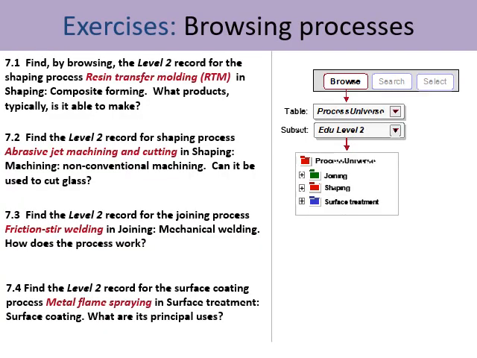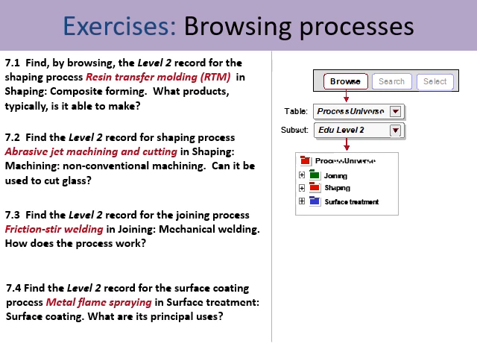This is some exercise in browsing the process universe data table. You can use it if you have the software on your laptop or you have access to the software. You can use this exercise. So 7.1, find by browsing the level 2 record for the shaping process, resin transfer molding in shaping, composite forming. What products is it typically able to make? So 7.2, find the level 2 record for the shaping process, which is abrasive jet machining and cutting in shaping.